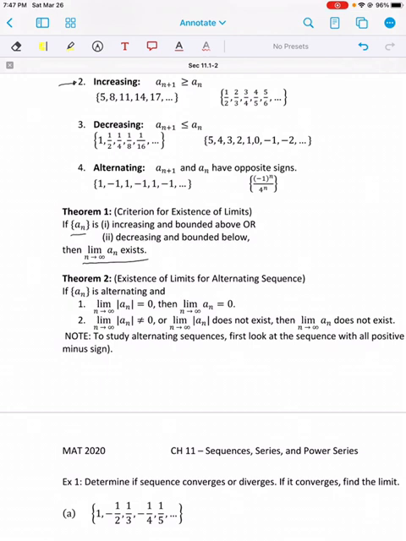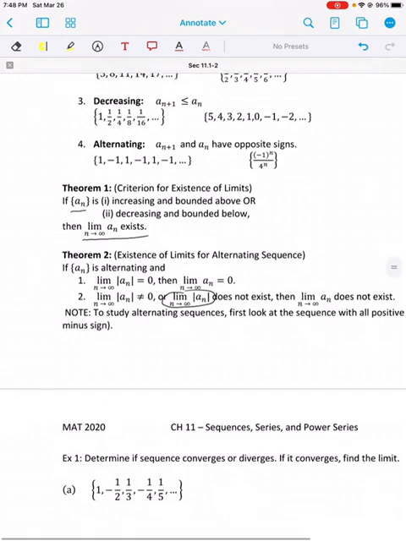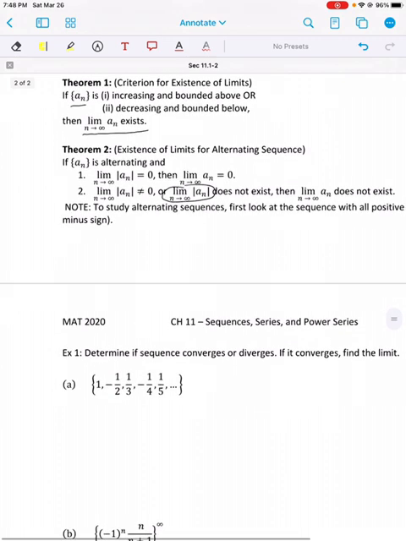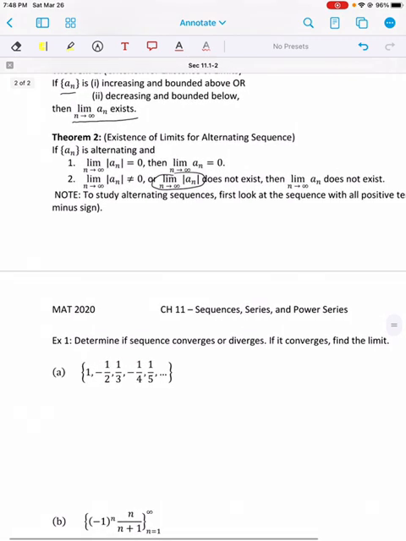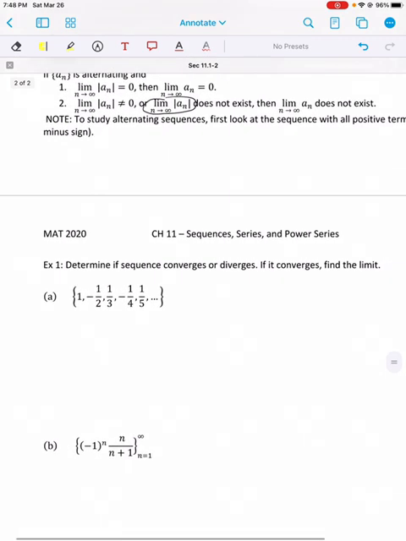And also if this limit does not exist, like it's coming out to be two different values or coming out to be infinity or minus infinity, then we say that the sequence is divergent. So let us look at how we find the limits of these sequences below.